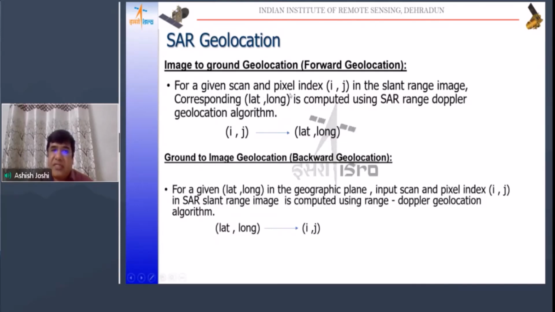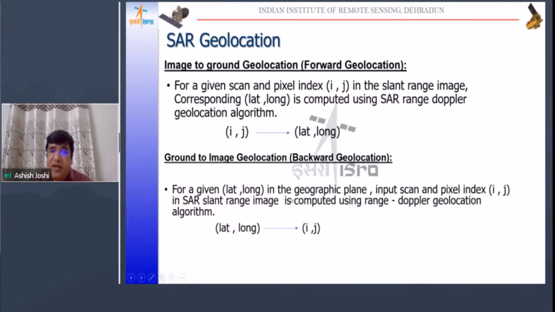Means for a given scan pixel index ij in the slant range image, we are calculating the lat long. So for a particular ij we are calculating the lat long. This is called the forward geolocation. Now, what is the ground to image geolocation? It is called the backward geolocation.